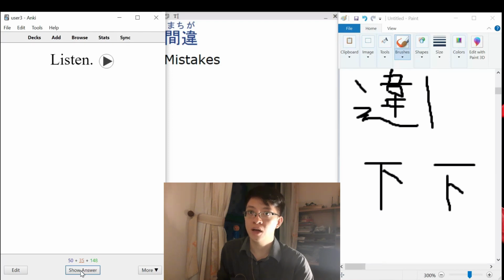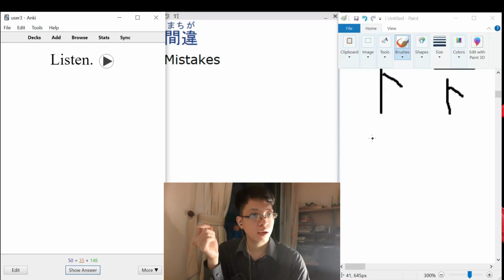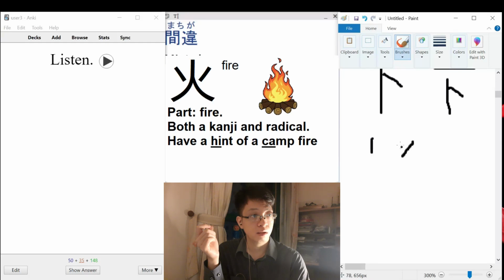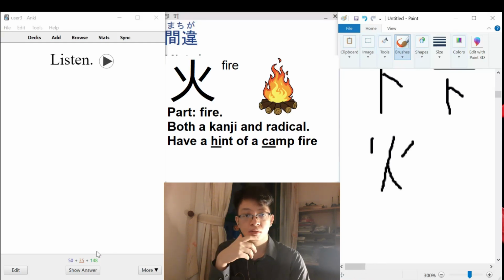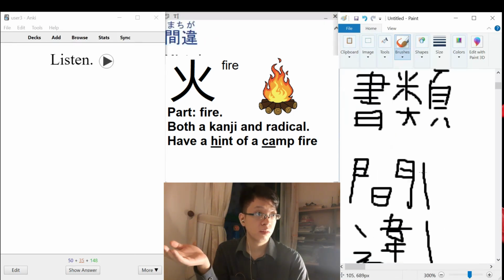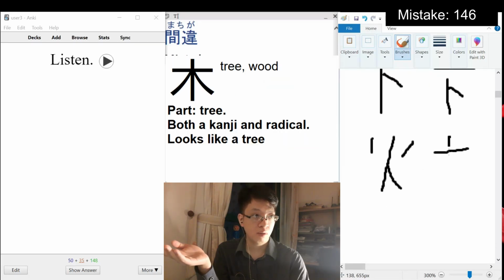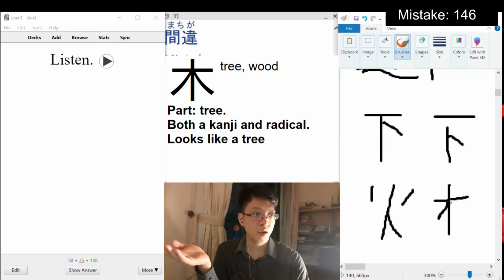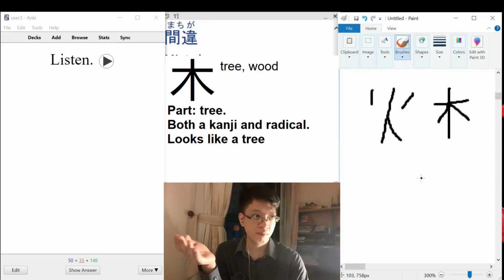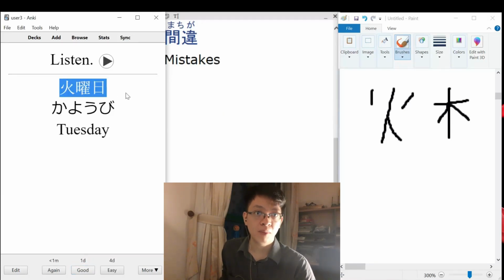Day of fire, right? Day of flame or whatever. Yeah. So fire, like this. Yeah. Just like that. So it's both a kanji and radical and look like campfire. Okay, and I realized that I didn't go over the tree, right? The tree kanji, right? Yeah, tree kanji. So like this one too is both a radical and a kanji, and okay, it look like a tree, so it shouldn't be that difficult. And we have kayobi, mean Thursday. Okay.